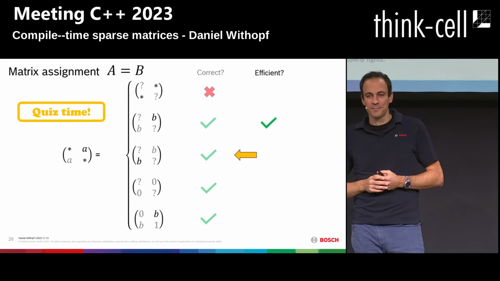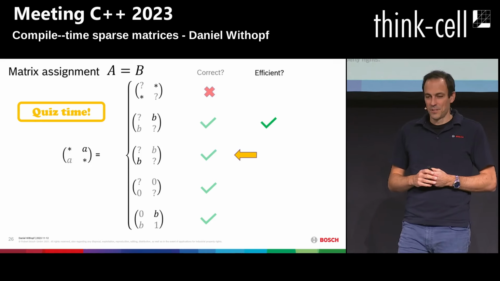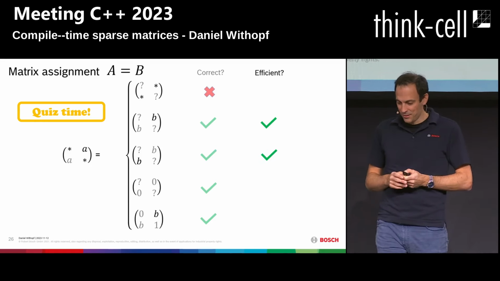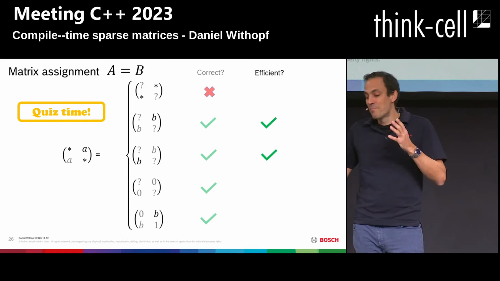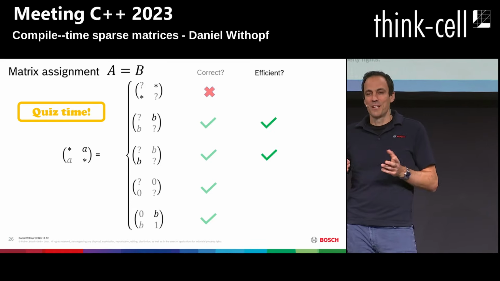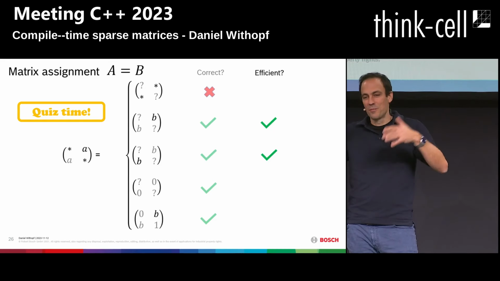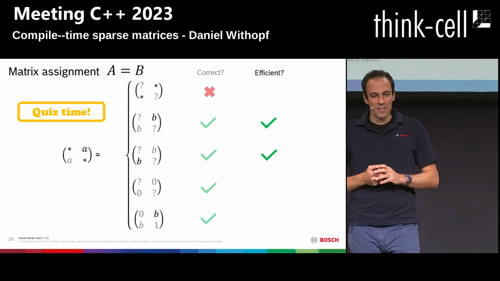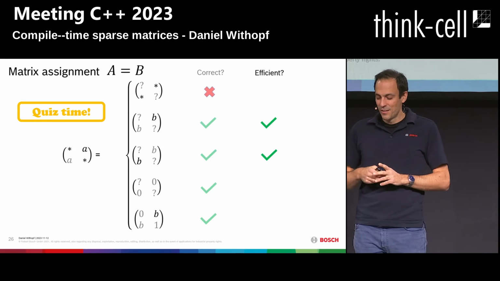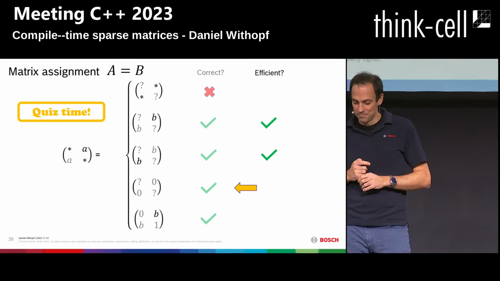What about this one? Okay, everybody seems to agree, that's also efficient. Correct, we just chose a different representation. I mean, it might be a different kind of efficiency if row major or column major makes a difference, but in general, we have the same amount of operations, so it should be fine.